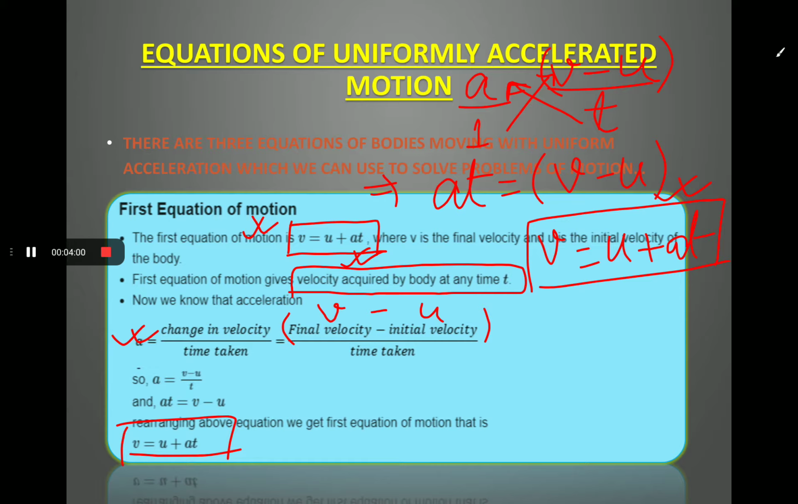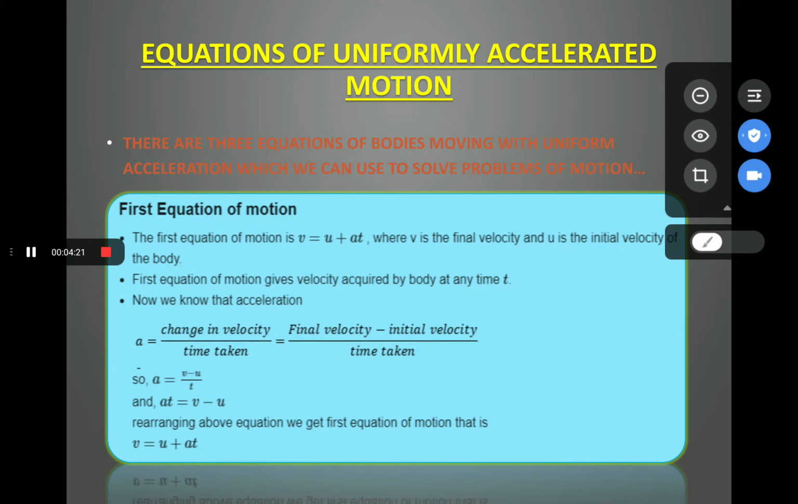Now students, we have to pay some attention here: due to the sign of acceleration, this equation of motion can also be applied in the case of retardation. So you should be very careful about it. Okay, this is the first equation of motion. Now, in the next slide, there is the second equation of motion.